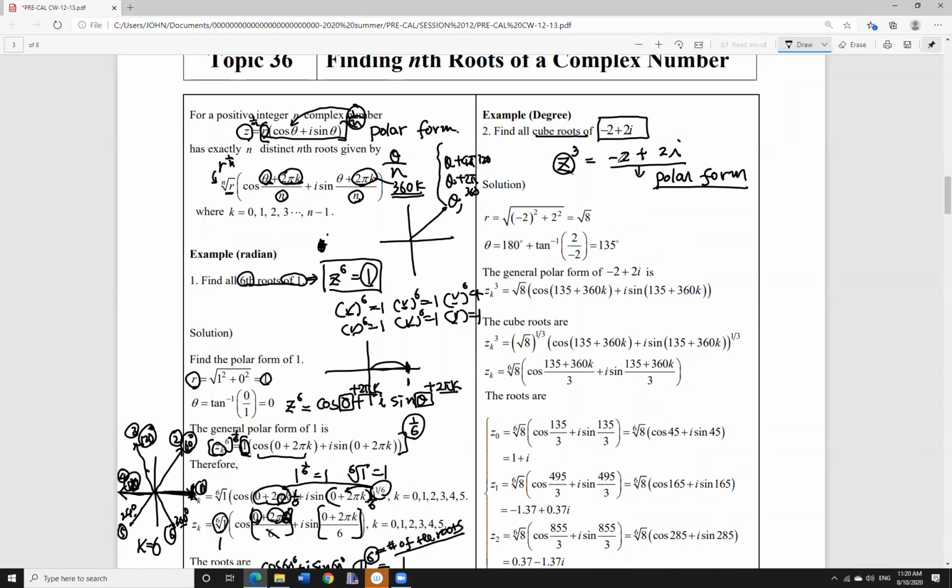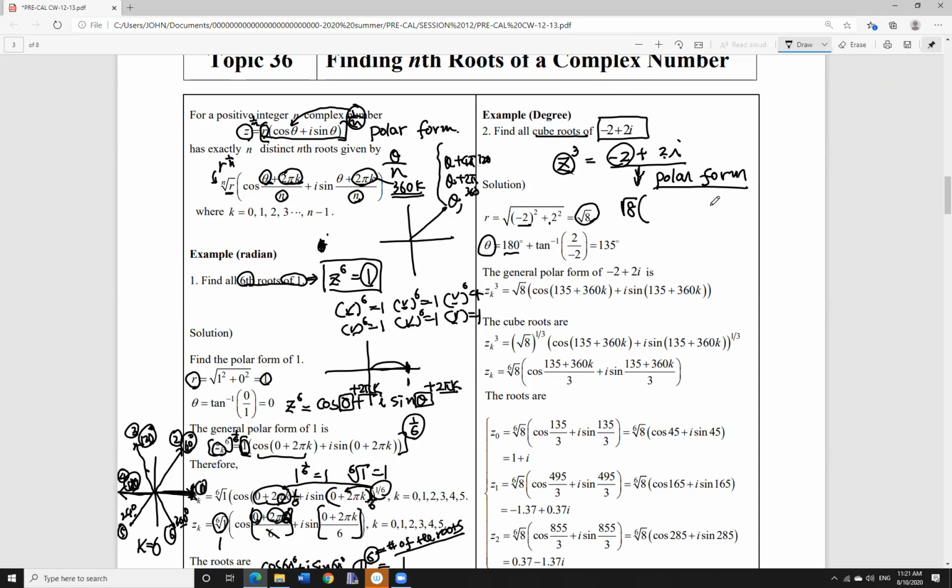What is the magnitude? That's the formula, isn't it? Negative 2 squared and 2 squared. Root 8 is the value of r. This polar point, root 8. What is the angle? How can you find the angle? If you use this formula, it's okay. If you understand this one, just find out the angle.